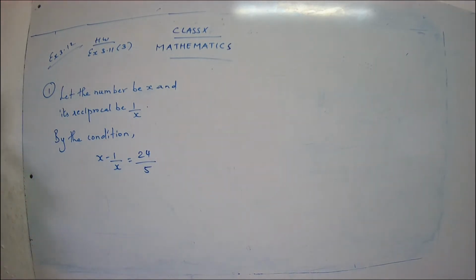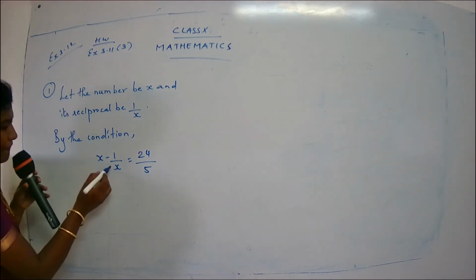So now what are we going to do? We are going to solve this equation and we are going to get the value of x. That is, we are going to find out the number x. Okay, let's see how to proceed our sum. So you have to cross multiply.